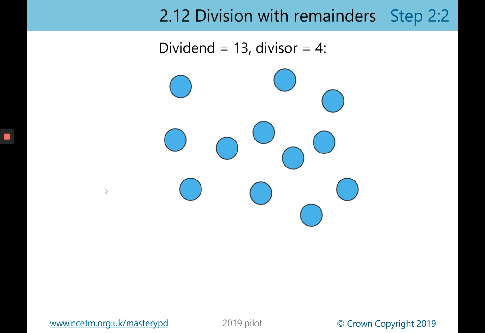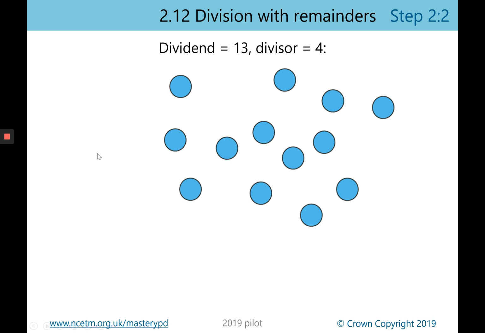But look what happens when I suddenly change the dividend. Remember, the dividend is the number that's being divided. So I now have 13 counters on the board. I'm still dividing by 4, but I've got 13 counters. And remember, if you want to stop me at any time or pause me so you can try and figure it out before I show you, then please do.